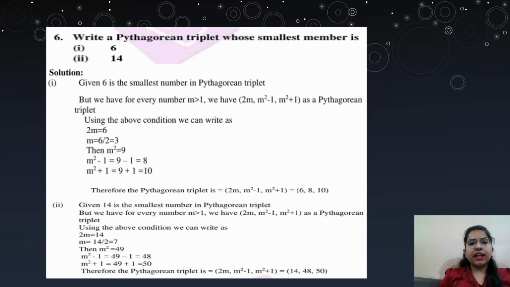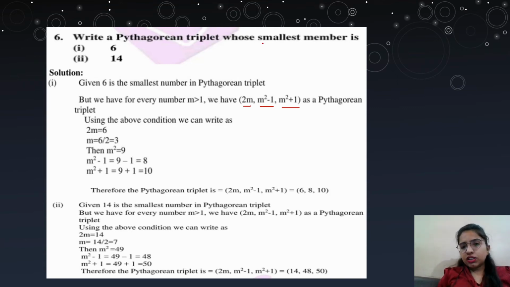Next is: write a Pythagorean triplet whose smallest number is 6 and 14. Yes, students, what is a Pythagorean triplet? First of all, you must know about this. You know very well for the Pythagorean triplet, the three formulas are over here. First one is 2m, second m square minus 1, third m square plus 1. These three formulas can be considered as a Pythagorean triplet.